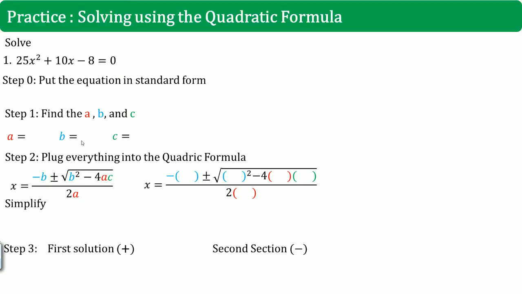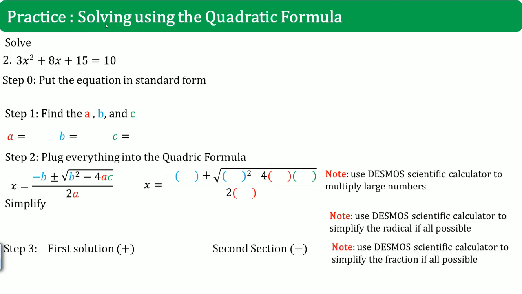Let's do one practice problem to just finish this up. And I'm going to pick this one to help you. Okay? All right. So here we have to get it into standard form by subtracting 10 from both sides. You get 3x squared plus 8x plus 5 equals 0. Your a is 3, your b equals 8, your c equals 5. Plug it into the quadratic equation. x is equal to negative 8 plus and minus radical parentheses 8 squared minus 4 times 3 times 5, divided by 2 times 3.